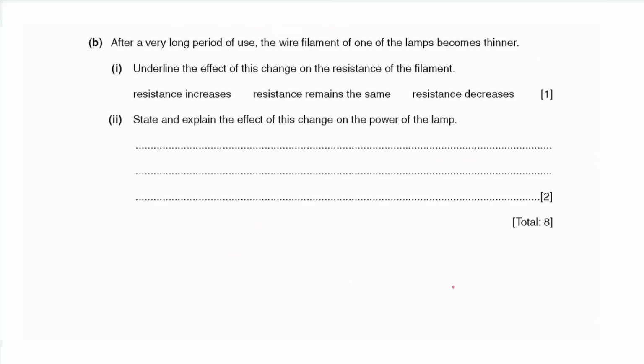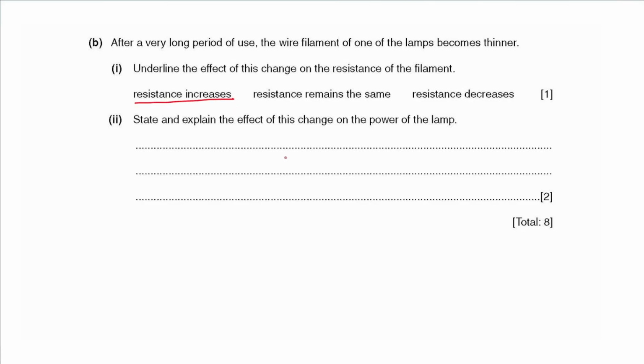Question B says, after a very long period of use, the wire filament of one of the lamps becomes thinner. Underline the effect of this change on the resistance of the filament. As cross-sectional area decreases, becoming thinner, the resistance actually increases, so we underline this.